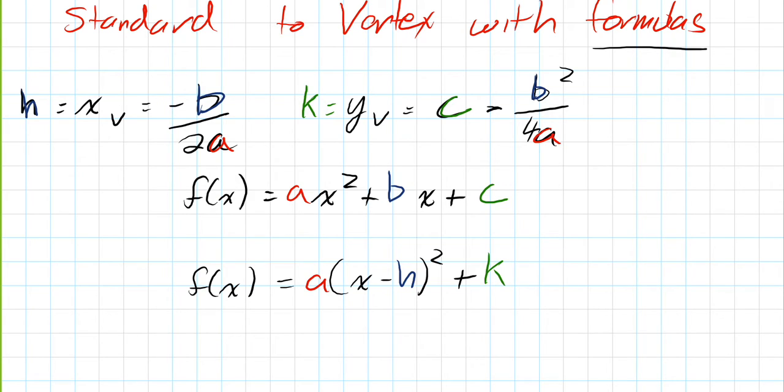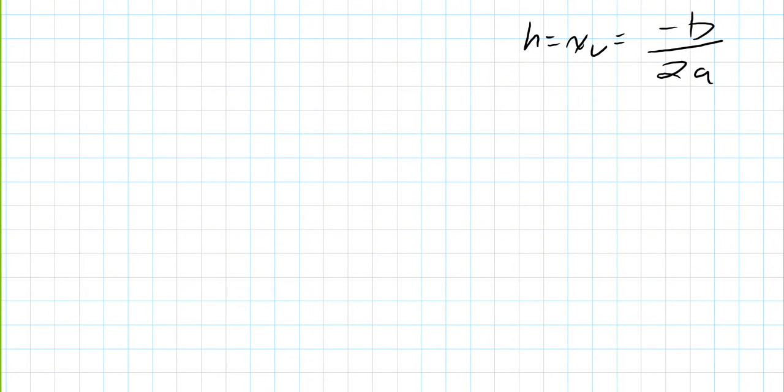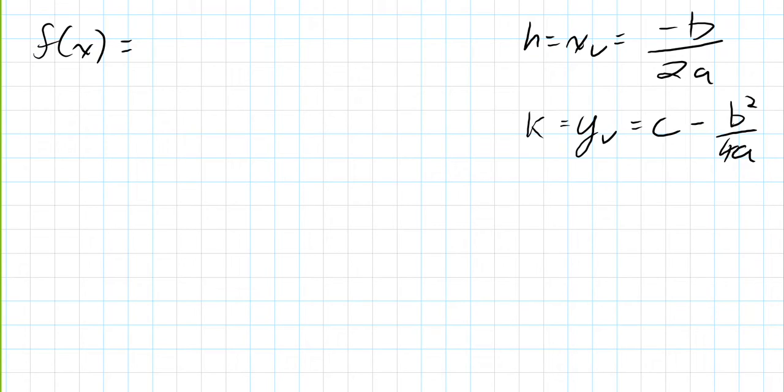So I'm going to go through a question we've actually already done. Here it is. I'm going to jump to the next page. I'm going to rewrite the formulas just so we know. The h value or the x value of the vertex is equal to negative b over 2a. And the k value or the y value of the vertex is equal to c subtract b squared over 4a.